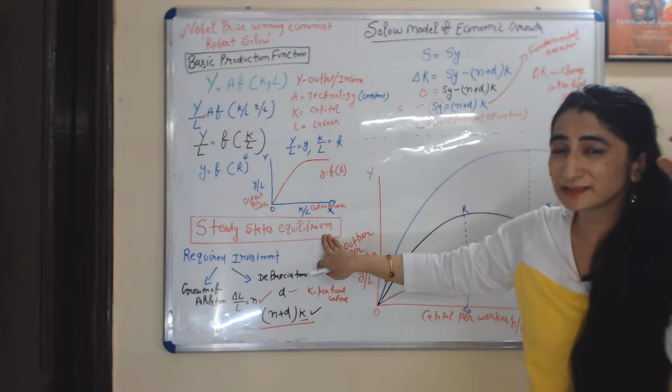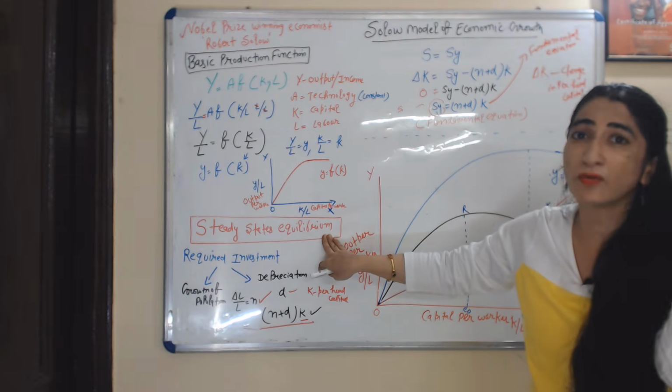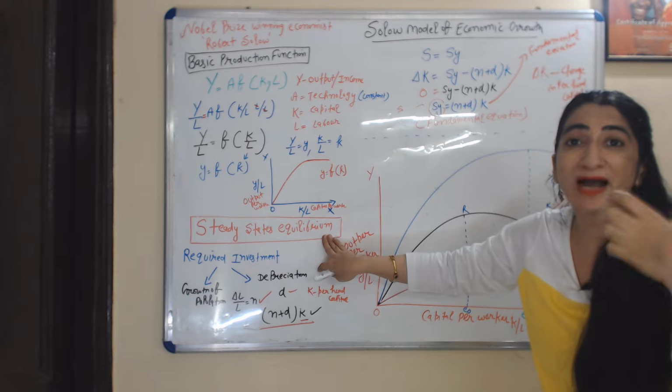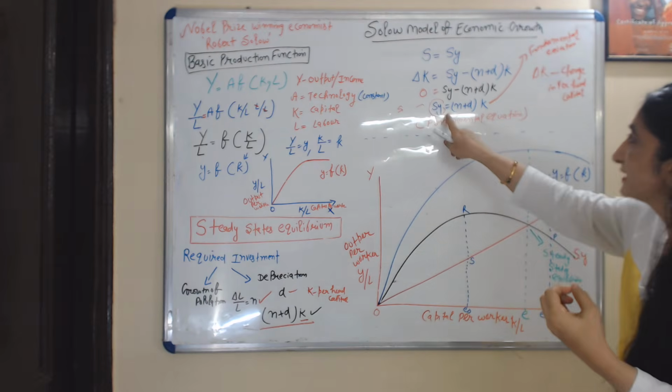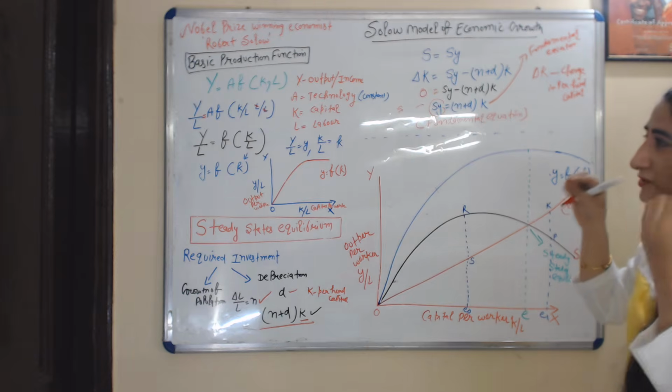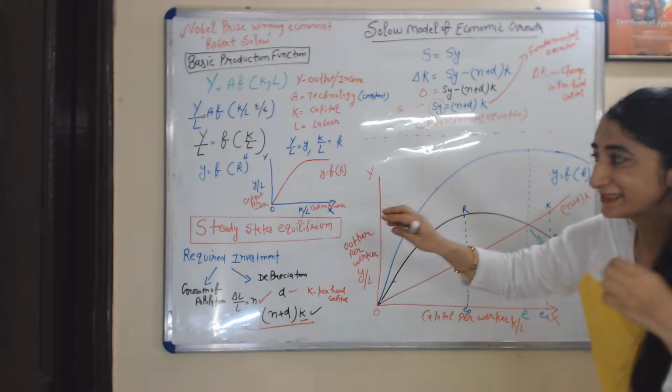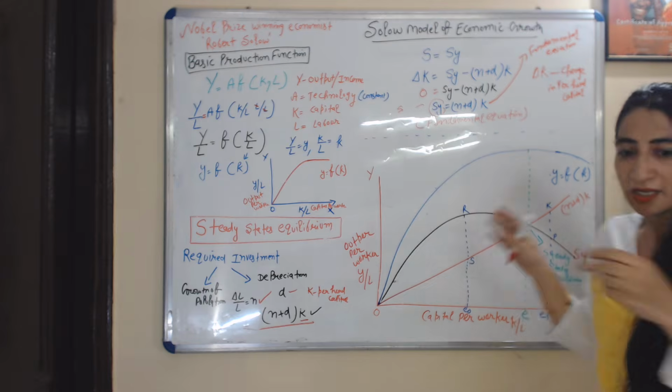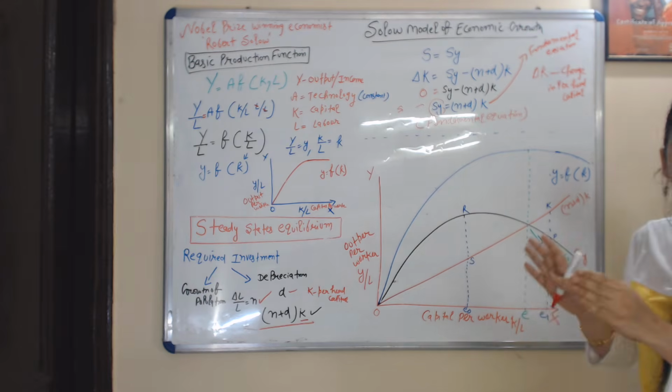Keep in mind, this is the fundamental concept of the Solow model, which Solow wanted to convey. Where your saving is equal to required investment, this point is called the Solow steady state equilibrium. Now we will understand this concept with the help of a diagram.